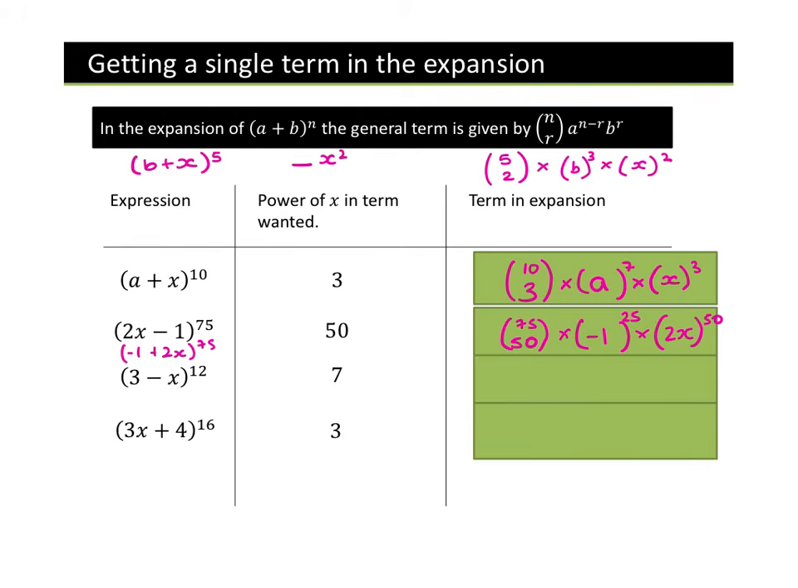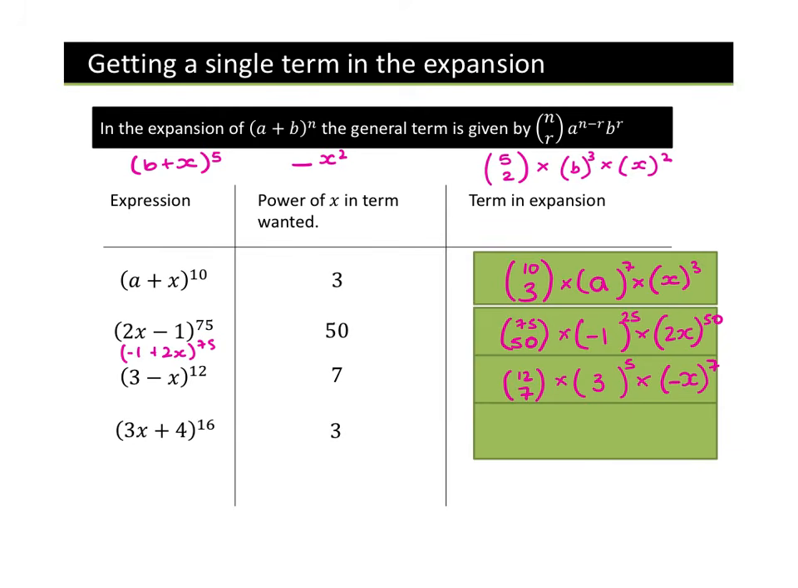For the next one, it's in the right form. I want x to the power of 7, so this is going to be −x to the power of 7. That means my 3 must be to the power of 5, because 7 plus 5 must equal 12. So then this is going to be 12 choose 7, because our x is to the power of 7.